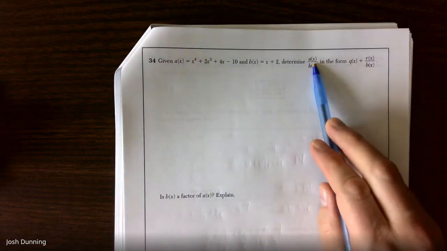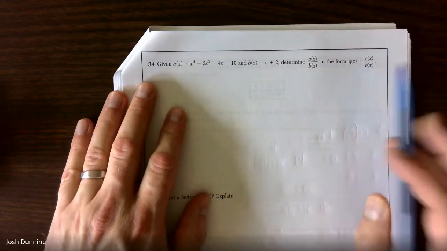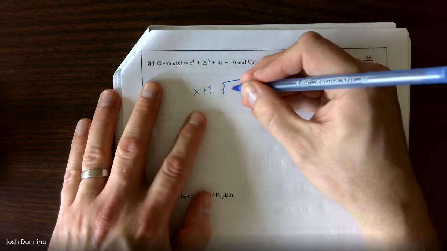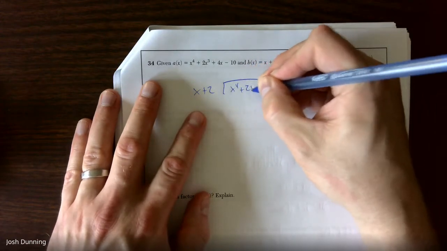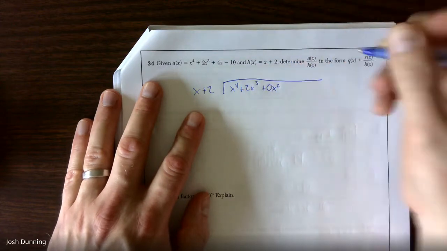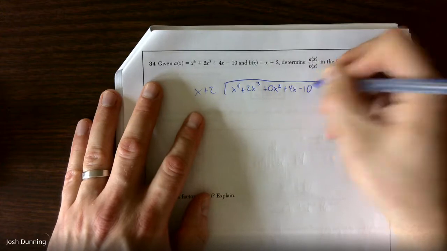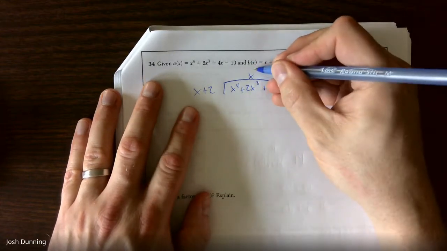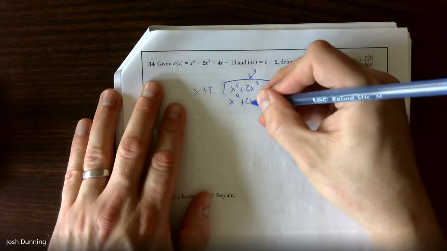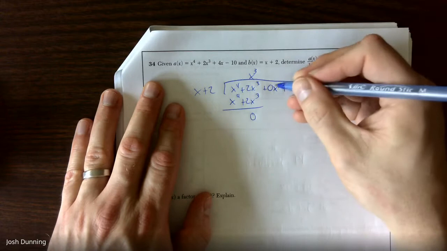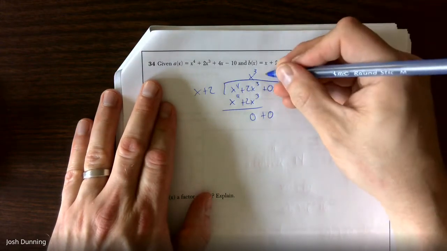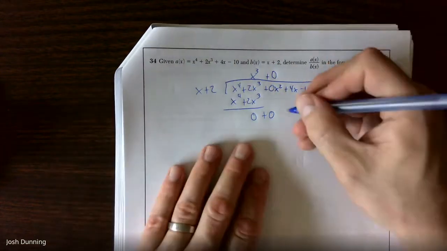Determine A over B. That just means divide, quotient, remainder. So we got x plus 2. Now, there was a little bit of sneakiness in this one. X to the fourth plus 2x cubed. Oh, there's 0x squared, so I need to put that in as a placeholder. So I multiply by x cubed. So 0, bring down that 0. So I need 0x squareds.